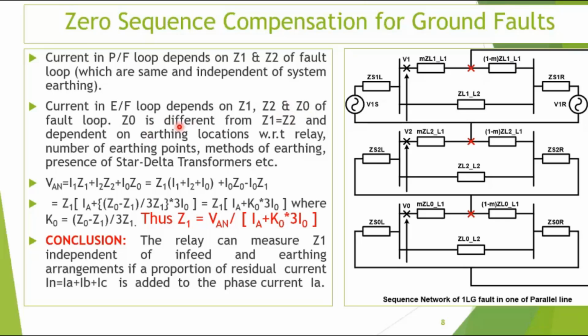And again, one can also say that the zero sequence network is dependent on earthing locations with respect to the relay, number of earthing points, methods of earthing, presence of star delta transformers, whether this zero sequence current will pass through the relaying location or not. That depends on the presence of star delta transformers, earthing systems and everything else. So quite a few things are involved in the zero sequence network.